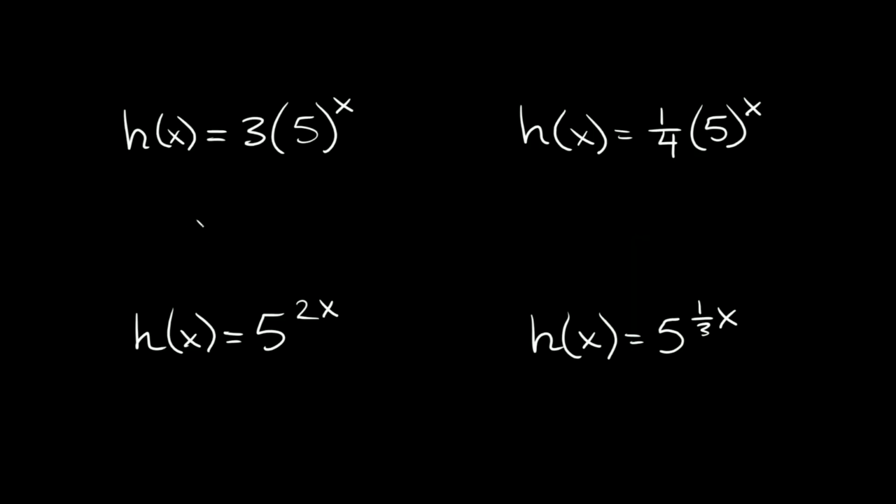All right, now lastly, let's talk about vertical stretching and shrinking. So here we have h of x is equal to 3 times 5 raised to the x. Now you can see we have an additional number out here in front. So whenever you see a number out here in front, that indicates vertical stretching or shrinking. And if this number is bigger than 1, that would be a vertical stretch. So this one is a vertical stretch, all right? And how much are we stretching it by? Well, we would say by a factor of this number, which is 3, okay?